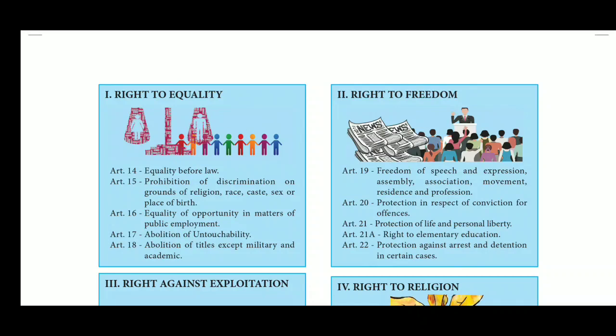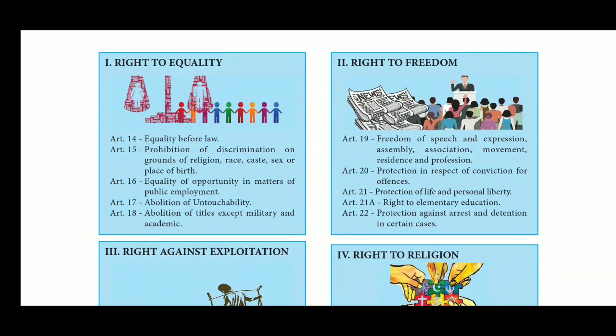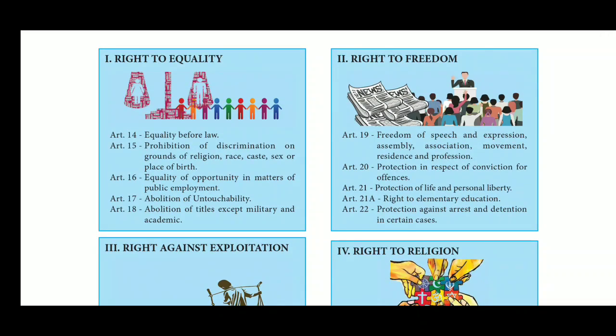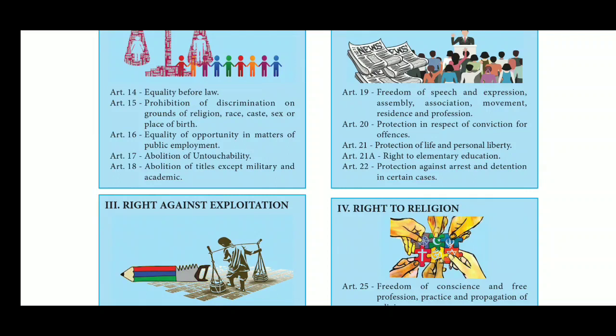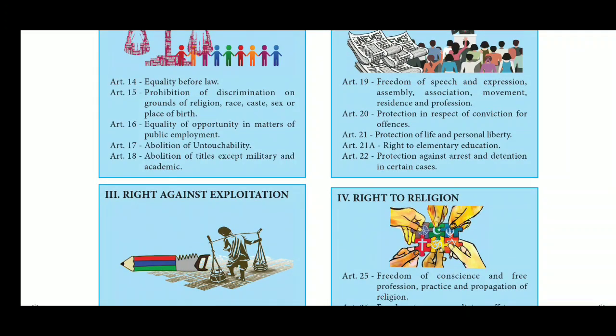Page 172. Article 20. Protection in respect of conviction for offences. Explanation. Article 20 provides protection against arbitrary and excessive punishment for any person who commits an offence. This article cannot be suspended during an emergency in operation under Article 359.